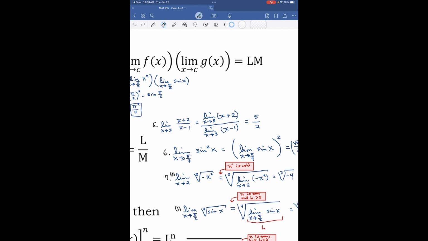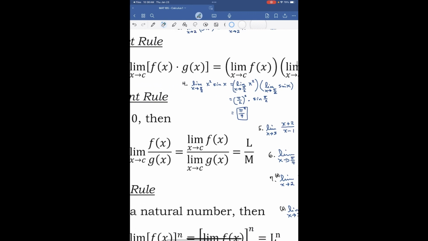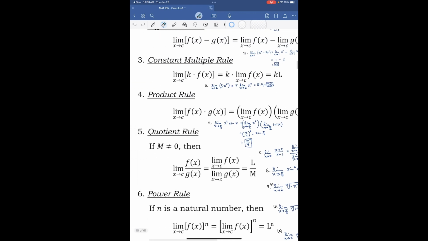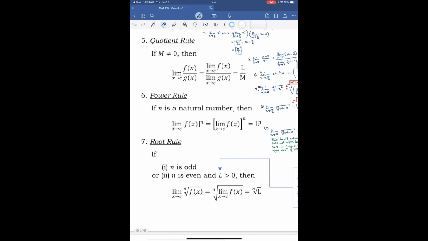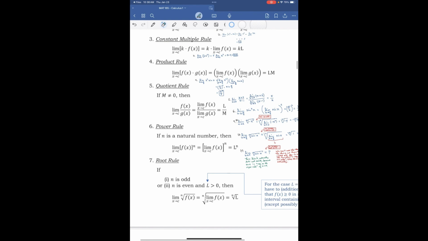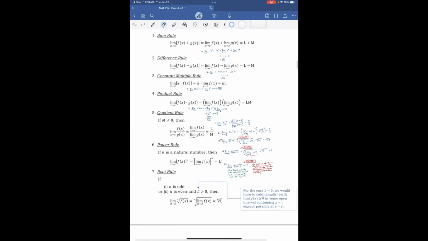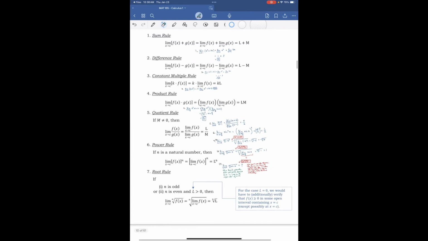Now let's look at the root rule. That's the last one, and the root rule's a little complicated. So let's look at it in more detail. Let me zoom back in just for a second. So what we have to be careful of here is we have to steer clear of the situation of taking the square root of a negative number. So we have to steer clear of complex land, is the way I usually say it in class.